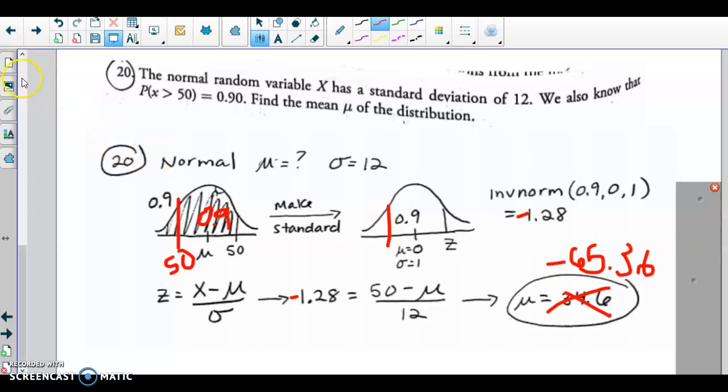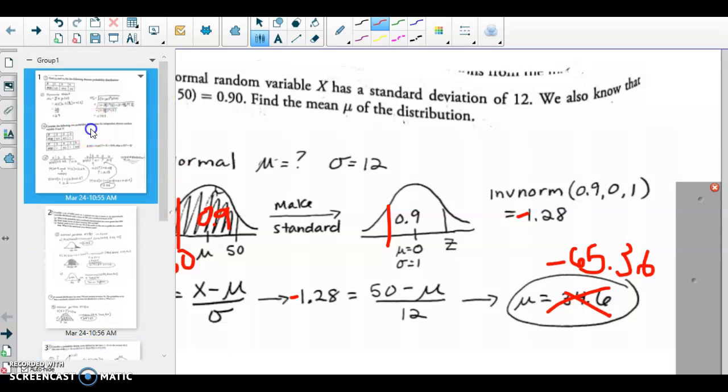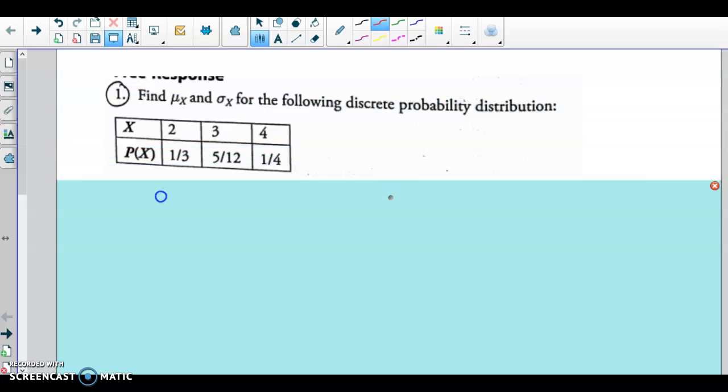All right, those were all normal. I'm going to go back. I wanted to do discrete first, but I didn't start on that page for some reason. Let's look at some discrete examples. A few of these were discrete. So number 1 was a discrete example.